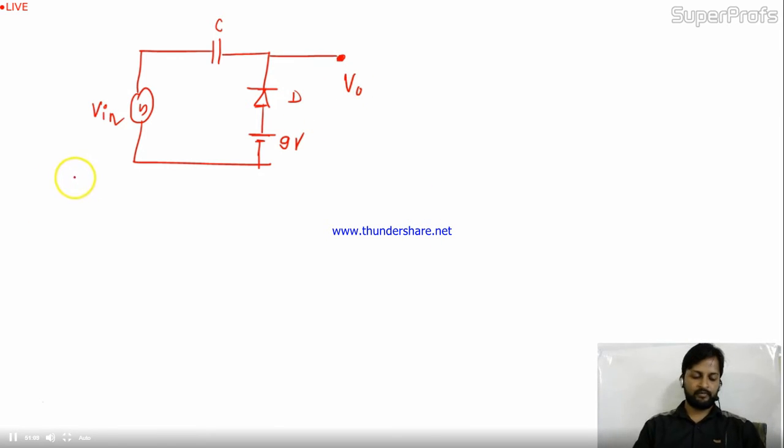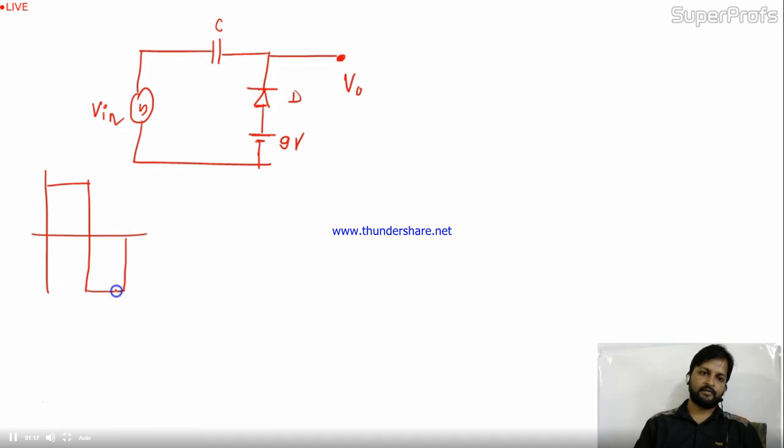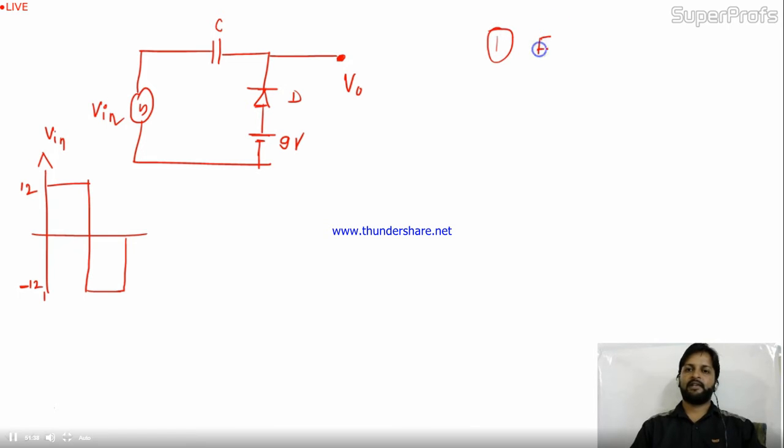Okay, and the input waveform is given as a square wave from -12 to +12, like this. This is your input. This is +12, -12. Now friends, I'm telling you the procedure for how to solve the clamper circuit. So the first point is to find the capacitor voltage at its steady state.